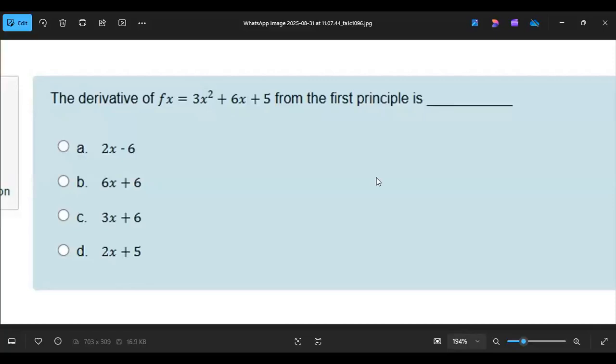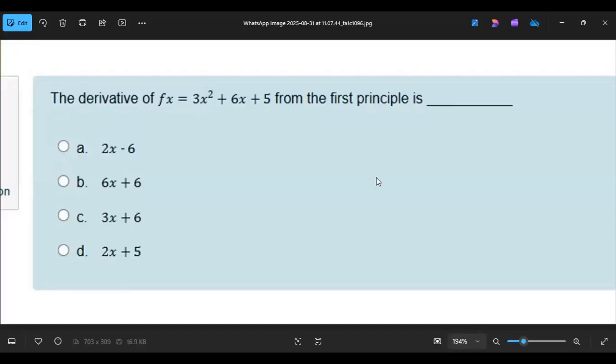So what's the answer? Is it B? B. Are you sure? Yes, sir. B is the answer. Correct. B is the answer.